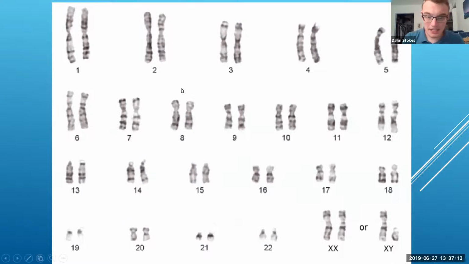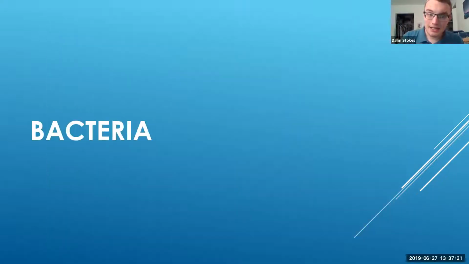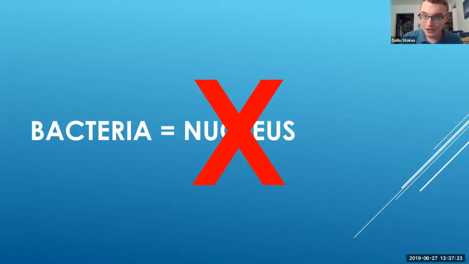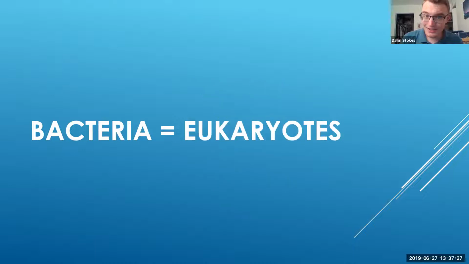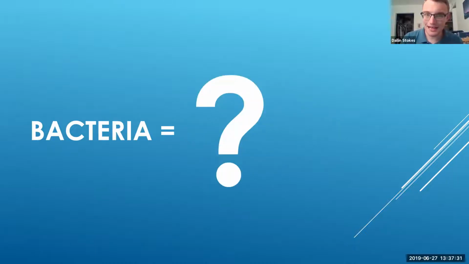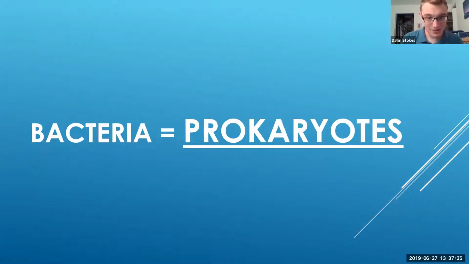You see, here's a karyotype from a human. It's linear. You've got one end here and another end here. It's in a straight line. Now, bacteria don't have a nucleus, and they don't have linear DNA. So that means they can't be eukaryotes. So what are they? Bacteria are what we call prokaryotes.